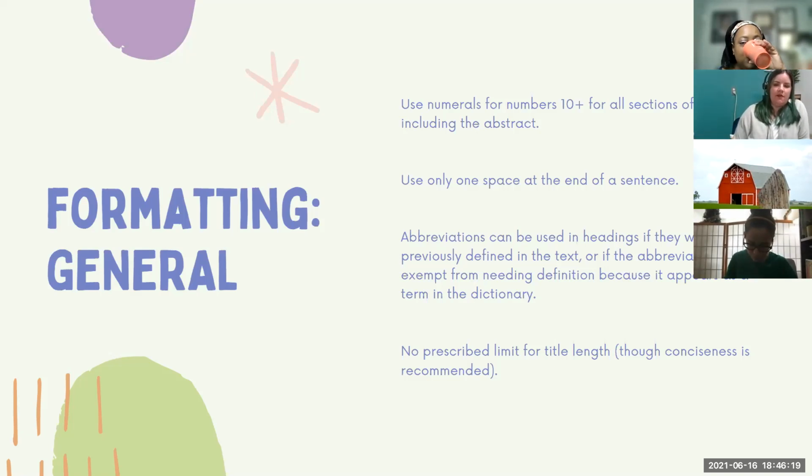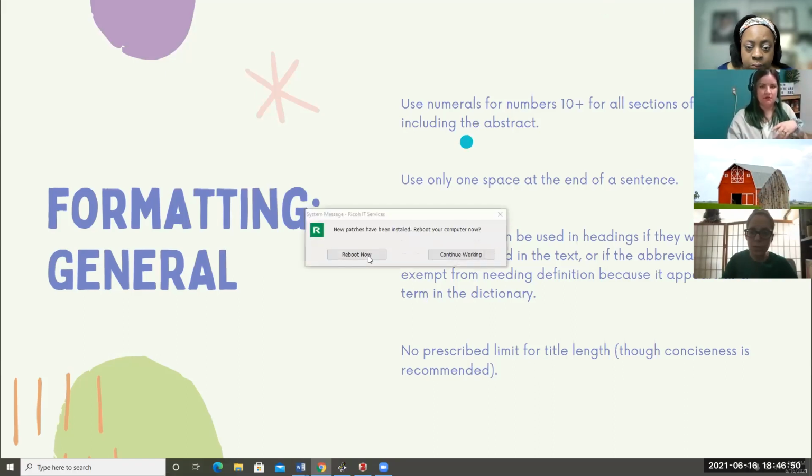Let's see, this one about abbreviations in headings. They used to require you to spell out any abbreviation in any heading. And again, in trying to simplify things and make it just a little easier to read in the paper, if you've already defined an abbreviation earlier in the paper, feel free to use that abbreviation. Like if it comes up in a heading, you can still abbreviate it. Or if it's such a common abbreviation that it's in the dictionary, like ASAP, for example, you can include that.